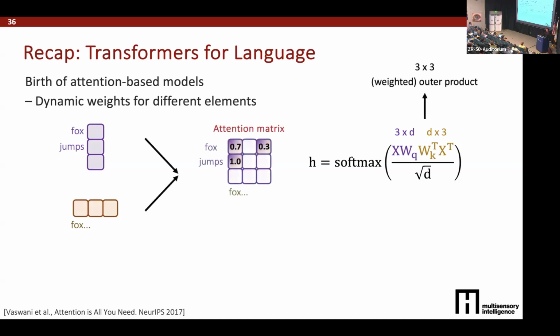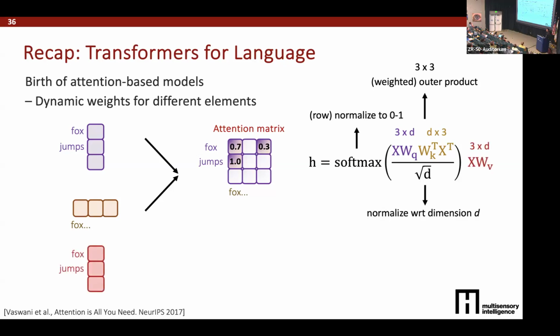Of course, this allows you to learn this 3 by 3 weighted outer product that tells you how each of the 3 words, like fox, jumped, over, relates with the other 3 words in the same sentence. Some of them relate really largely, and there's a big attention score; some of them barely interact with each other and there's no attention score. There's a normalization factor, normalizing by your dimension to make sure it doesn't blow up in magnitude, and softmax to make sure each row is normalized between 0 and 1.